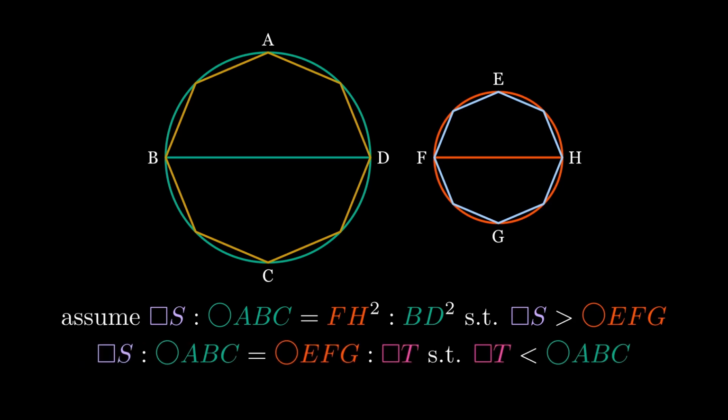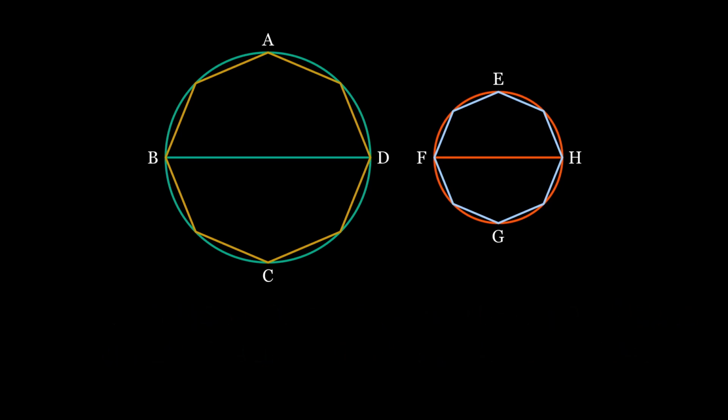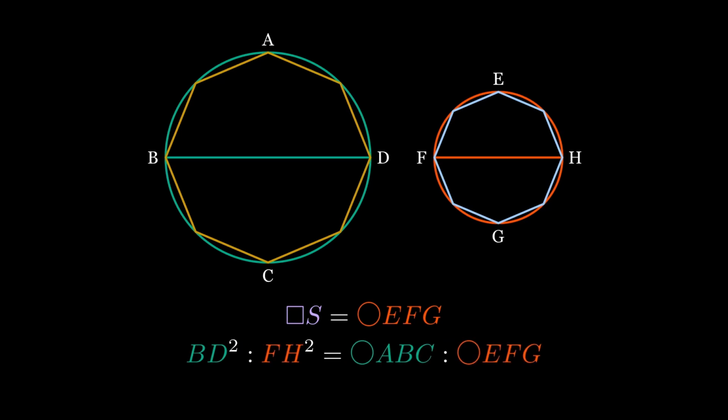We'll show in the lemma that follows this proposition that the area S to circle ABC is proportional to circle EFG to area T, where area T is less than circle ABC, which we just showed is impossible, so there's our contradiction, so area S is equal to circle EFG, and BD squared to FH squared is proportional to circle ABC to circle EFG.